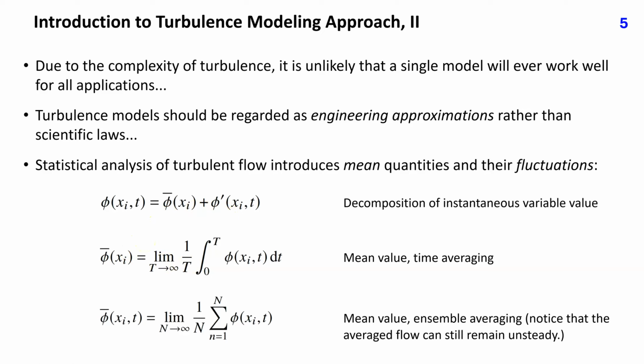In the case of ensemble averaging, the mean value of phi at a given location xi and time t is defined as the sum of variable values recorded at the same location in space and the same time relative to the reference point over n realizations divided by n when n tends to infinity. The mean value in general varies in both space and time.